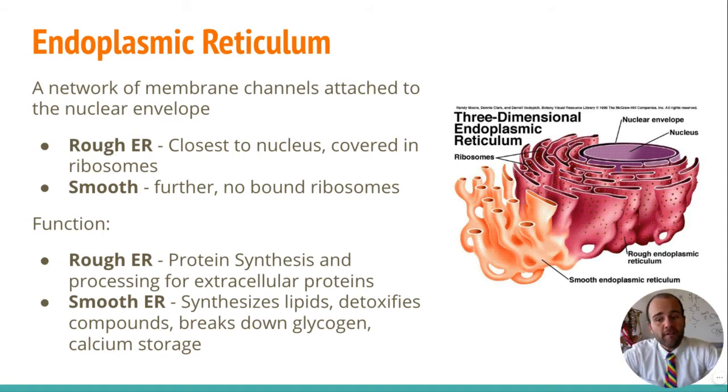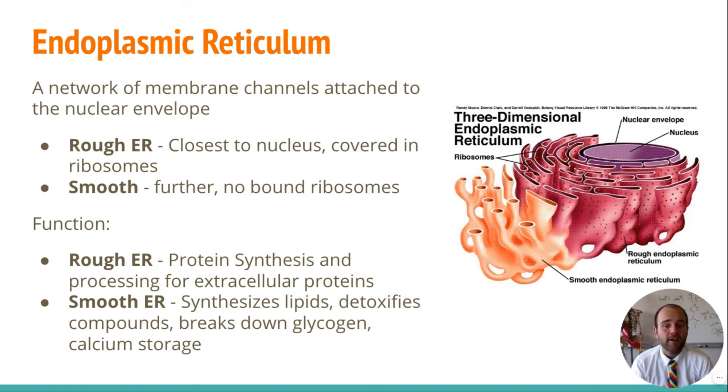The rough ER is going to be for protein synthesis. That's why it has all those ribosomes there. So the ribosome is going to build the polypeptide chain. That is going to move into the ER, and it's going to get processed, folded, and then sorted and sent where it's supposed to go.